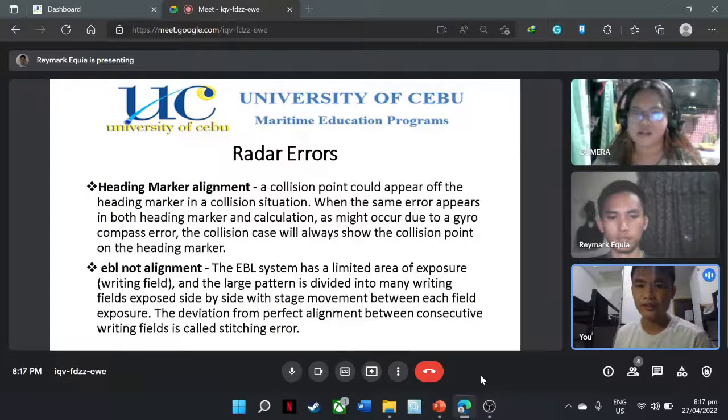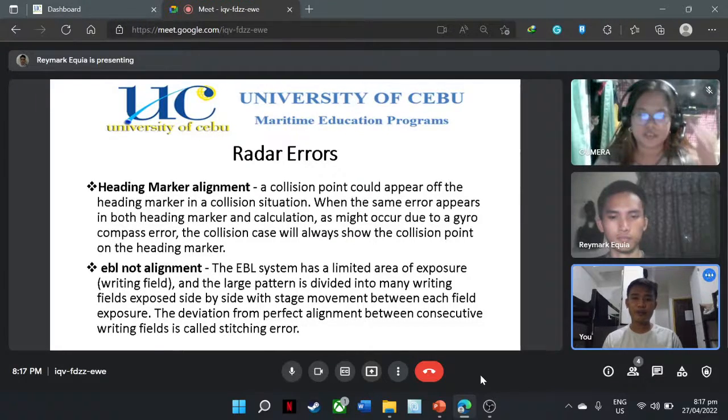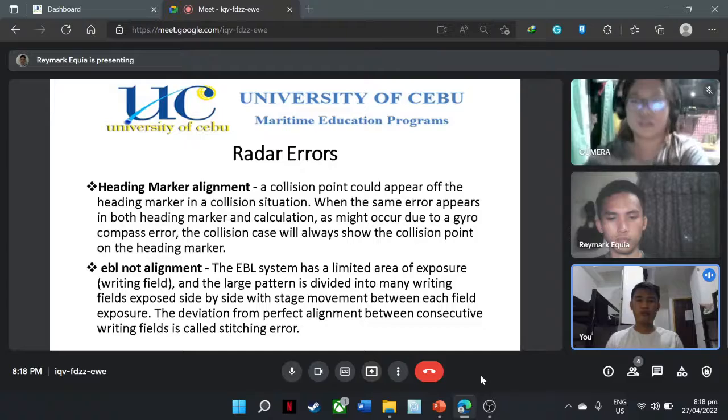So for radar errors, first is the heading marker alignment. A collision point could appear off the heading marker in a collision situation. When the same error appears in both heading marker and calculation, as might occur due to a gyro compass error, the collision case will always show the collision point on the heading marker.